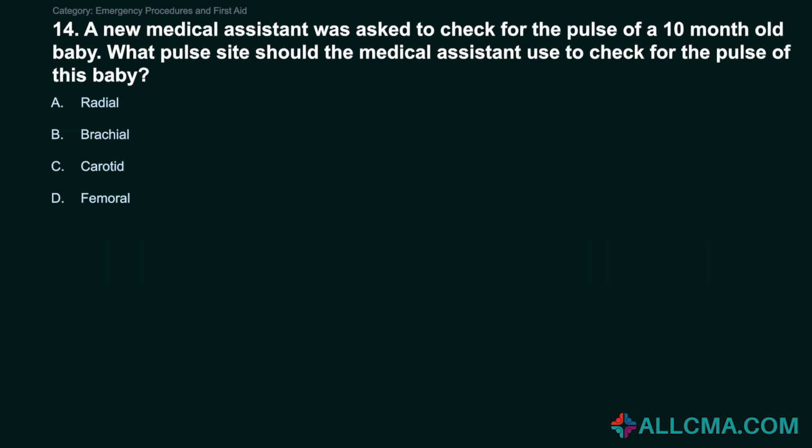14. A new medical assistant was asked to check for the pulse of a 10-month-old baby. What pulse site should the medical assistant use to check for the pulse of this baby? A. Radial. B. Brachial. C. Carotid. D. Femoral. Correct answer, B.